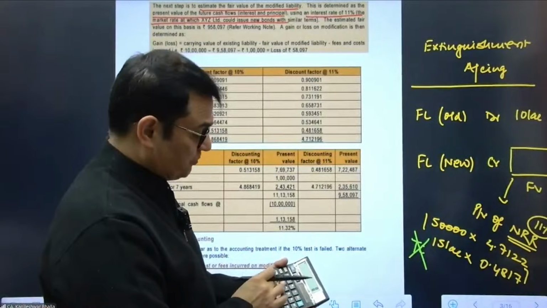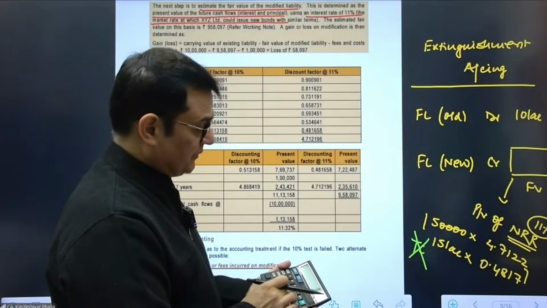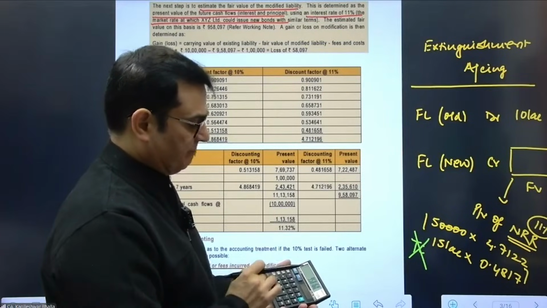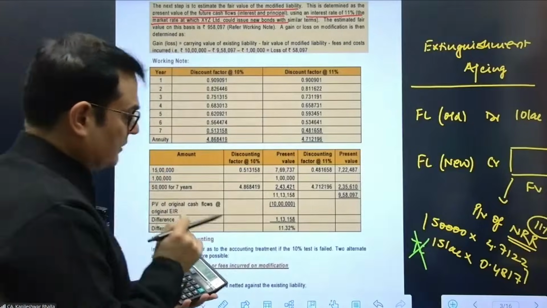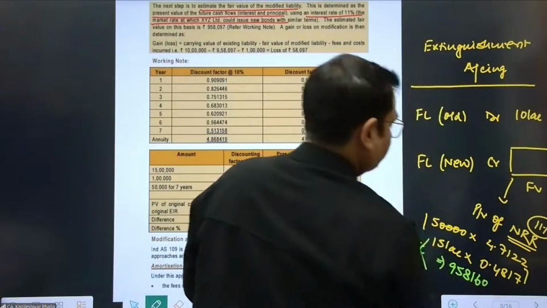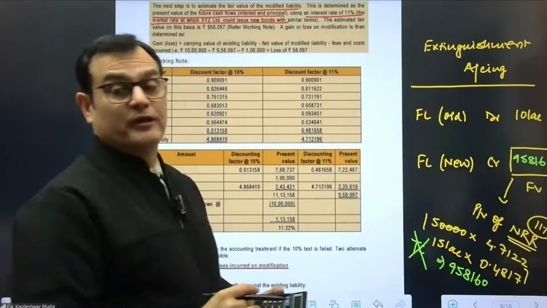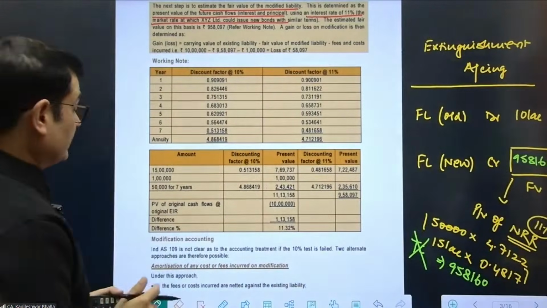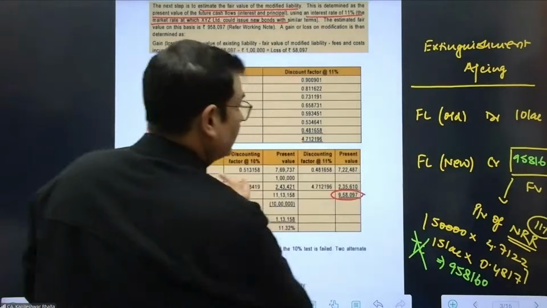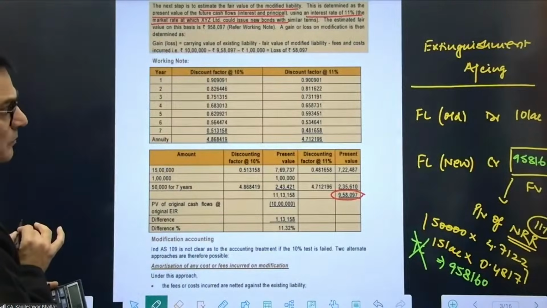So I think if you work this out, 0.4817, 722, 550. This is, I think, coming to 958, 160. So this comes to 958, 160. That is the fair value of this liability. And you can see the workings out here, the same workings are done. We're getting the answer 958,097, a slight difference, which is coming around 50-60 because of decimal places.